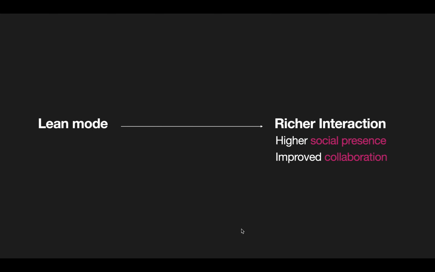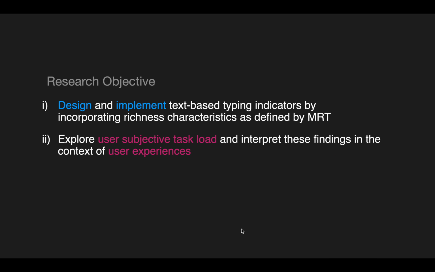In this study, we explored how to go from a lean mode of texting to a richer interaction for higher social presence and improved collaboration without restricting the asynchronous nature of messaging. Specifically, we designed and implemented text based typing indicators by incorporating characteristics as defined by media richness theory and explored user subjective task load, interpreting these findings in the context of user experiences.